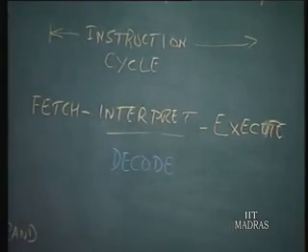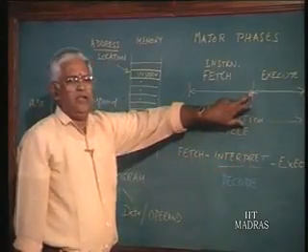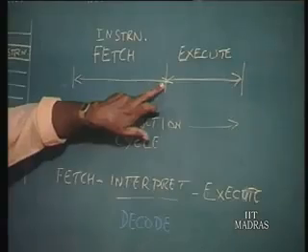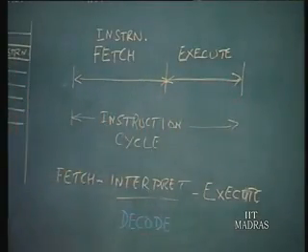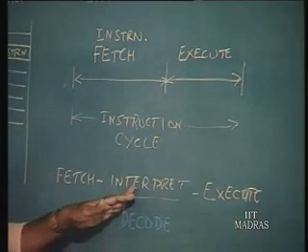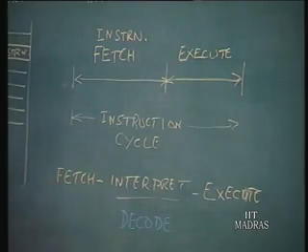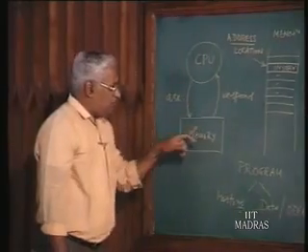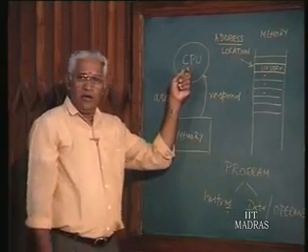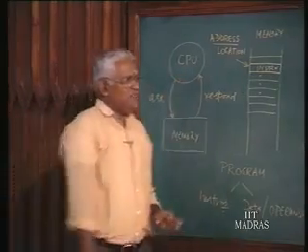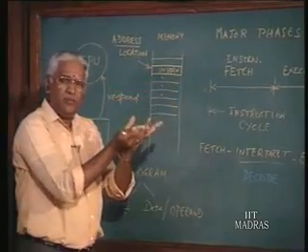Now, really we are not bothered very much about this interpretation or decoding, for the simple reason it is not going to take much time. Whereas, the fetching of the instruction and execution will take more time, more of the CPU time. The decoding of it will be done almost instantaneously, or it takes much less time, but nevertheless it is very much part of it. So, an instruction is fetched from the memory, and it is interpreted or decoded. Why do we say decode? Because the instruction that comes is itself in a coded form.